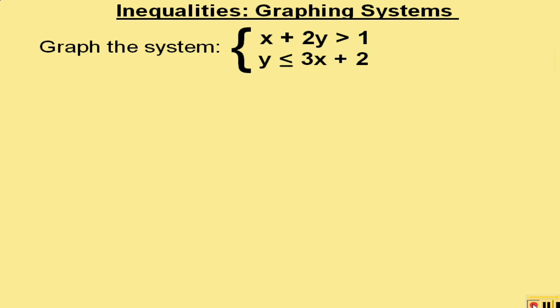Graphing systems of inequalities. In order to graph a system of inequalities, we must graph each inequality separately. We will start by graphing x plus 2y is greater than 1. Our first step is to change the inequality here to equals. We then need to find 2 points that work in the equation and graph the line.